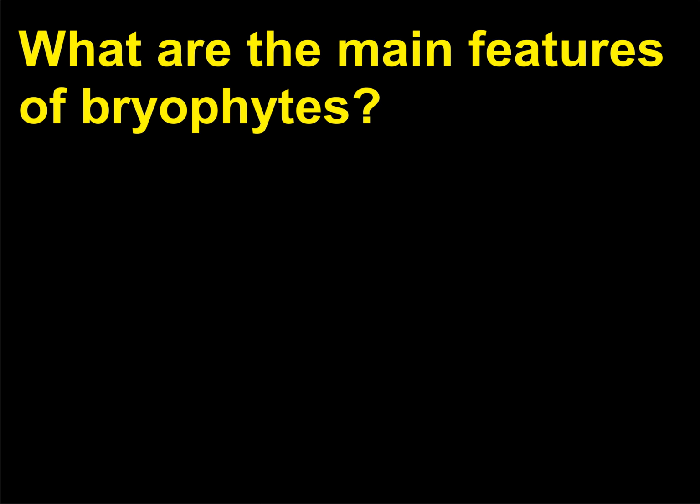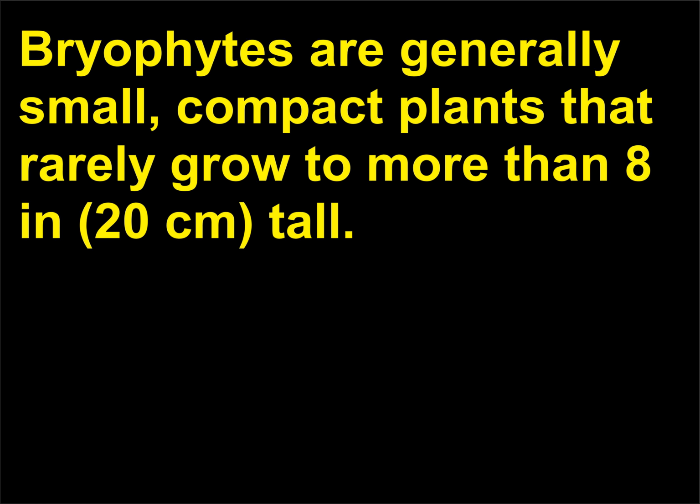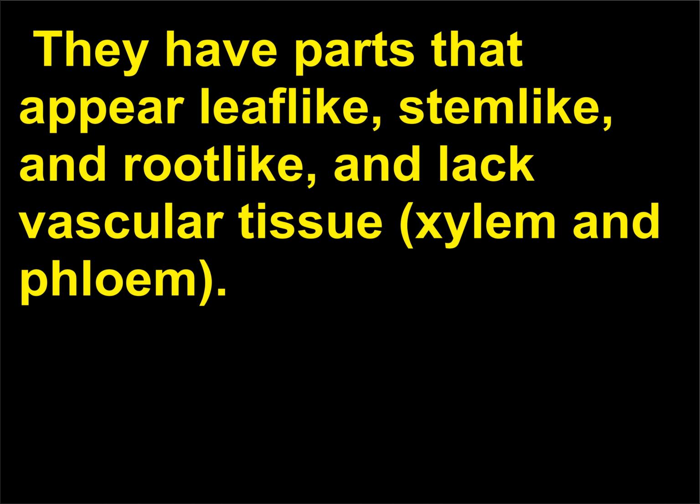What are the main features of bryophytes? Bryophytes are generally small, compact plants that rarely grow to more than 8 in, 20 centimeters tall. They have parts that appear leaf-like, stem-like, and root-like, and lack vascular tissue, xylem and phloem.